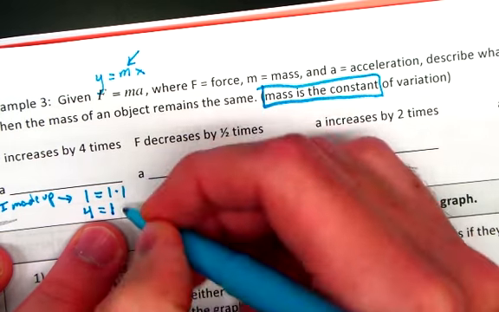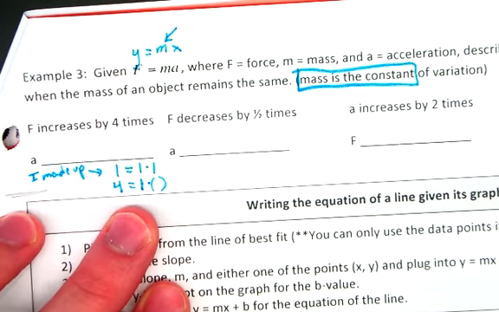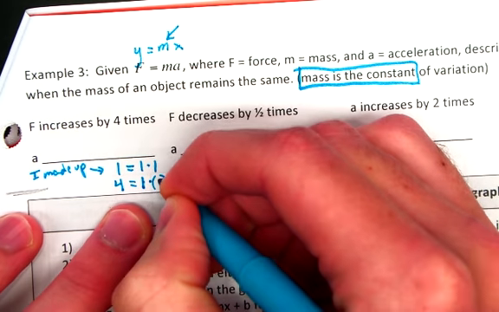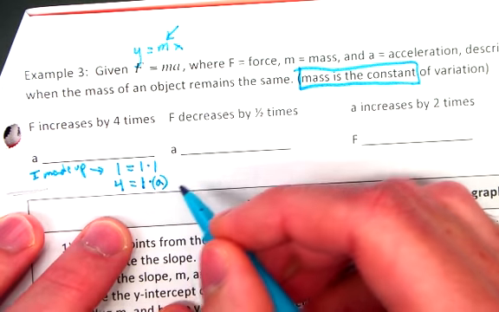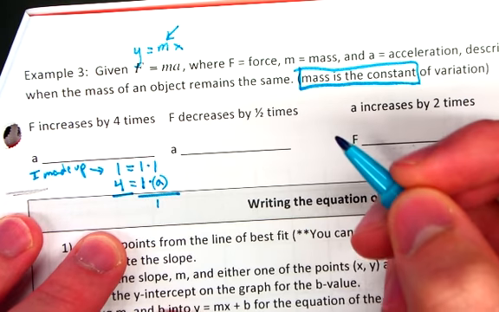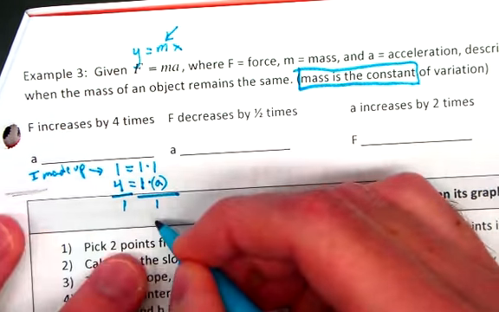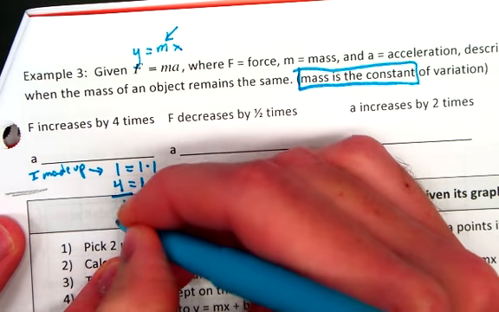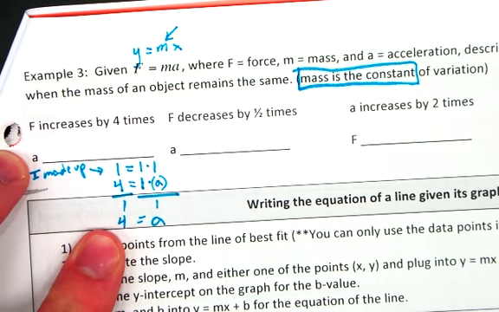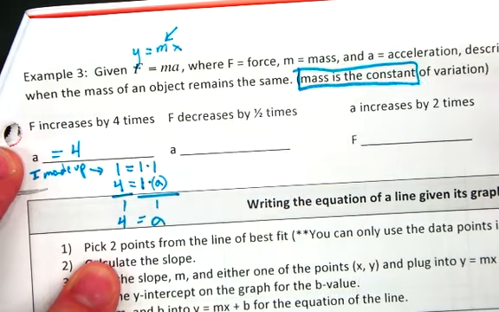So what is that number right there? If we want to do it the real mathy way, we'd put acceleration in there, and we would divide both sides by 1, and then we have acceleration equals 4. So a equals 4.